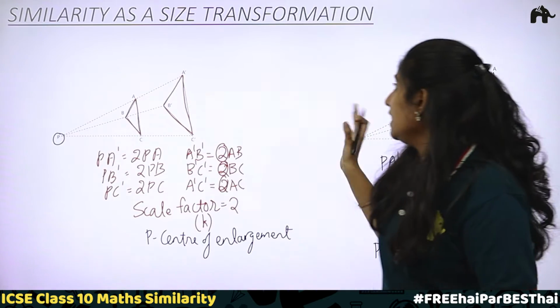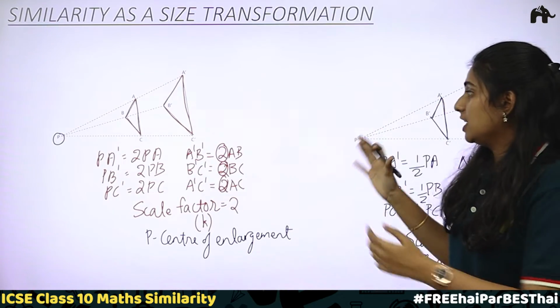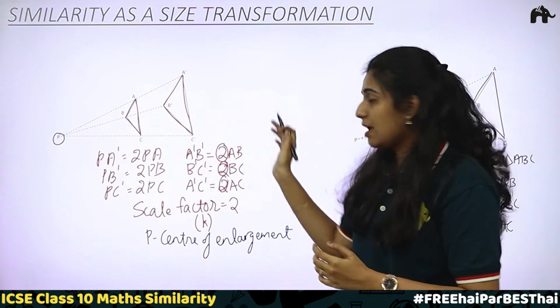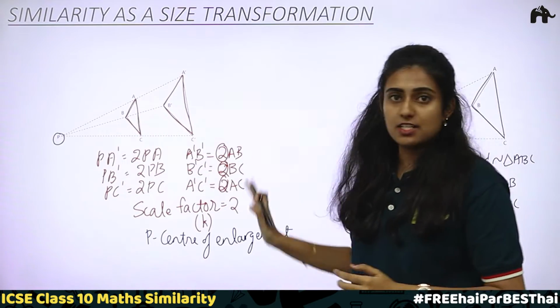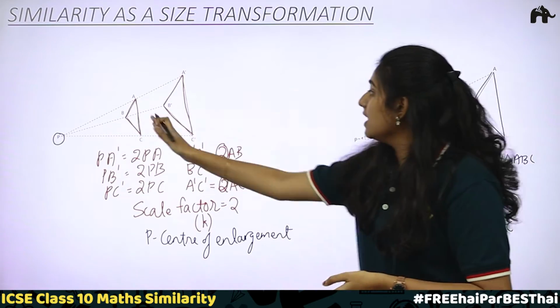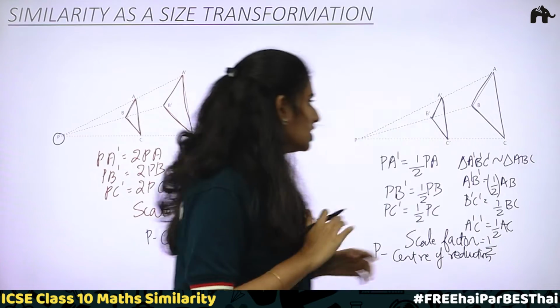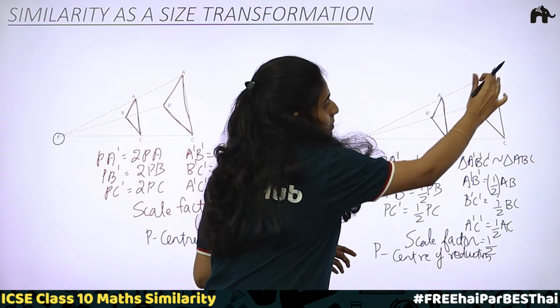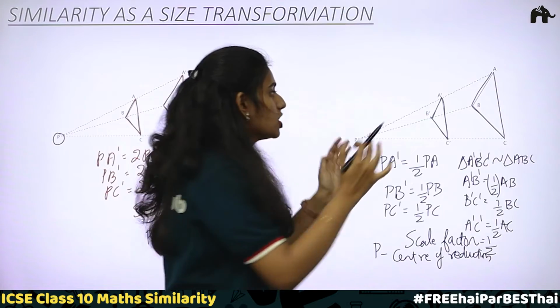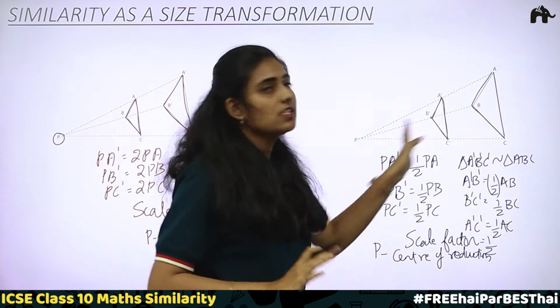So the similarity as a size transformation, either an enlarging is happening, then we will be getting a similar triangle which is a bigger version of the given triangle, or a reduction is happening. That is, the bigger triangle is reduced or shrunk to a smaller one which is also similar.